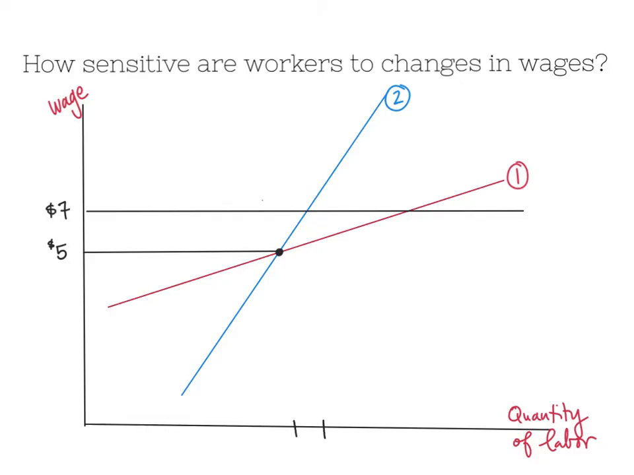But in curve 1, that same wage increase from 5 to 7 gets us working a lot more. So curve 1, that person is much more sensitive. There's a much greater increase in quantity from the same increase in wage.